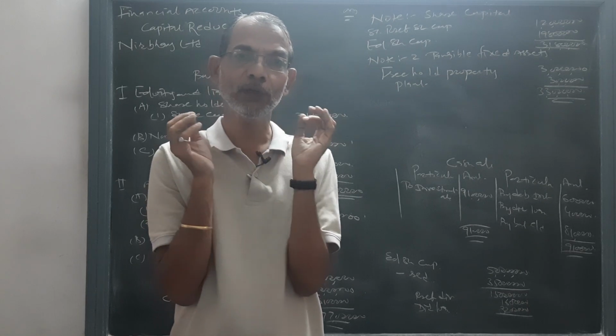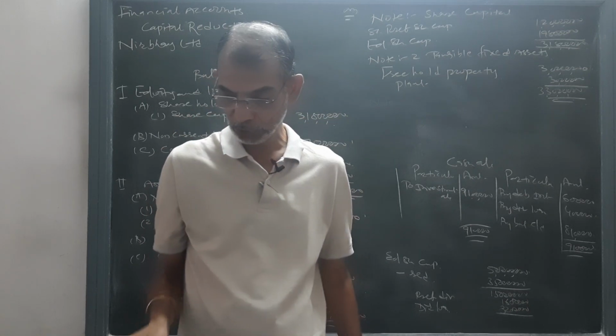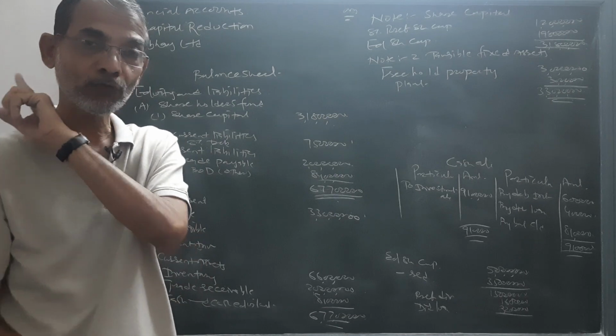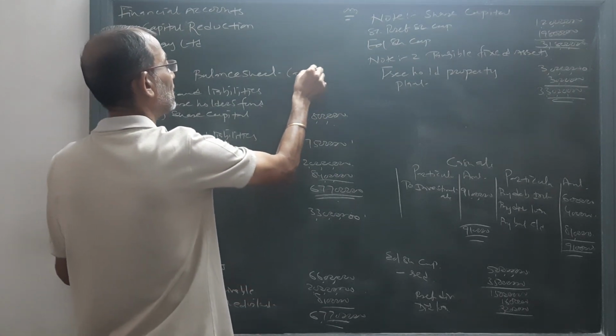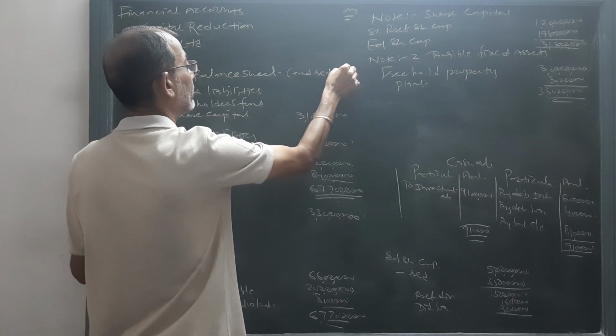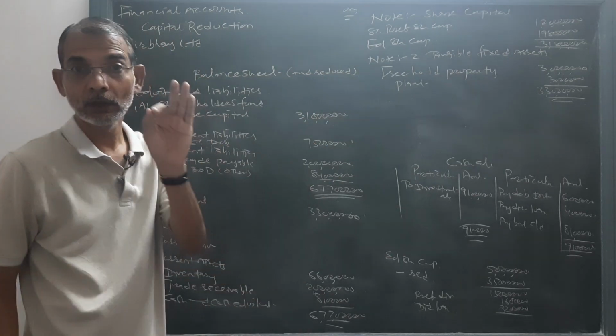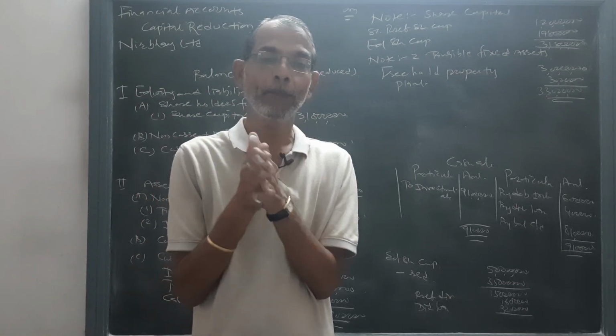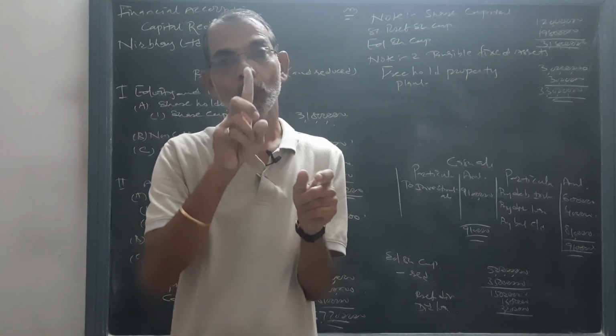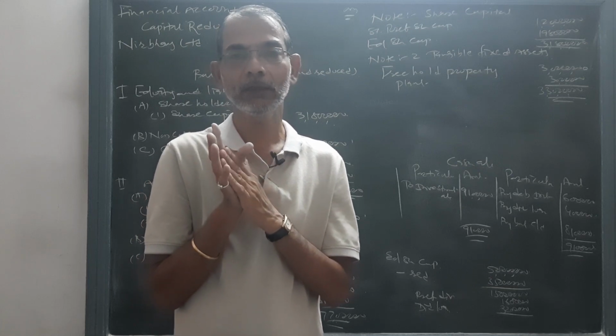In this way you will receive the final balance sheet, but before that you have to write one important thing: balance sheet and reduced is to be written compulsory on the head of the balance sheet, otherwise your 1 mark will be subtracted.